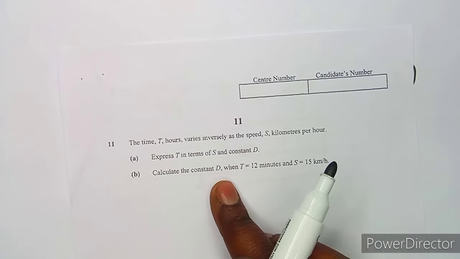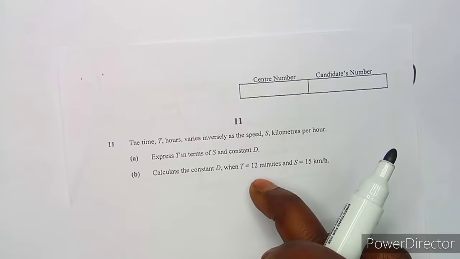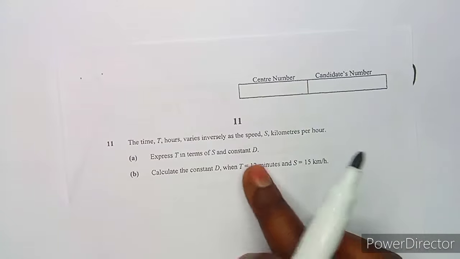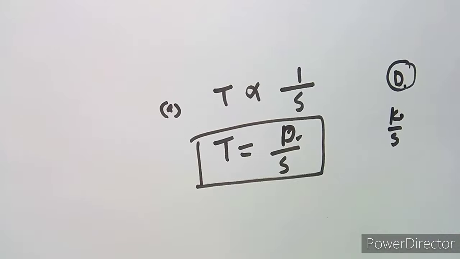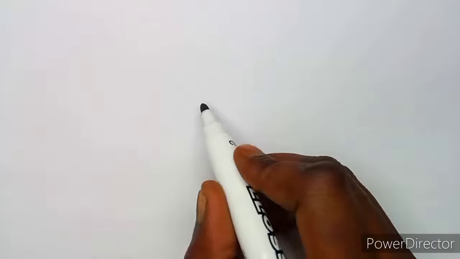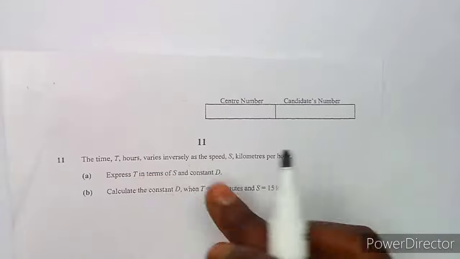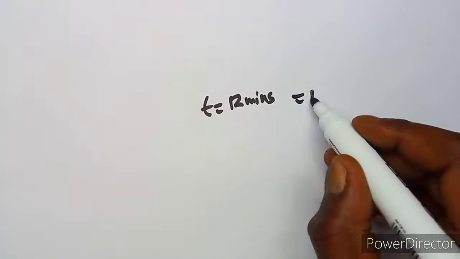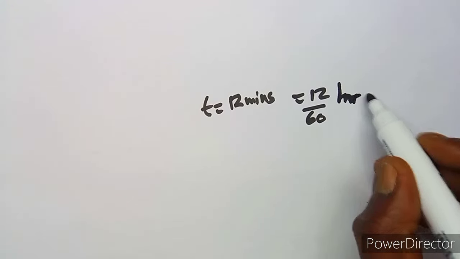So calculate the value of d, which is the constant, when t is 12 minutes. You see, this is 12 minutes, 15 kilometers per hour for the speed. So we have to start by working with this t, because we said our t is supposed to be the time in hours. So let us just take the information that we are given. Our t is 12 minutes, but we are given that t is a time in hours. How do you convert minutes to hours? You just have to divide by 60. The moment you divide by 60, it will be in hours.